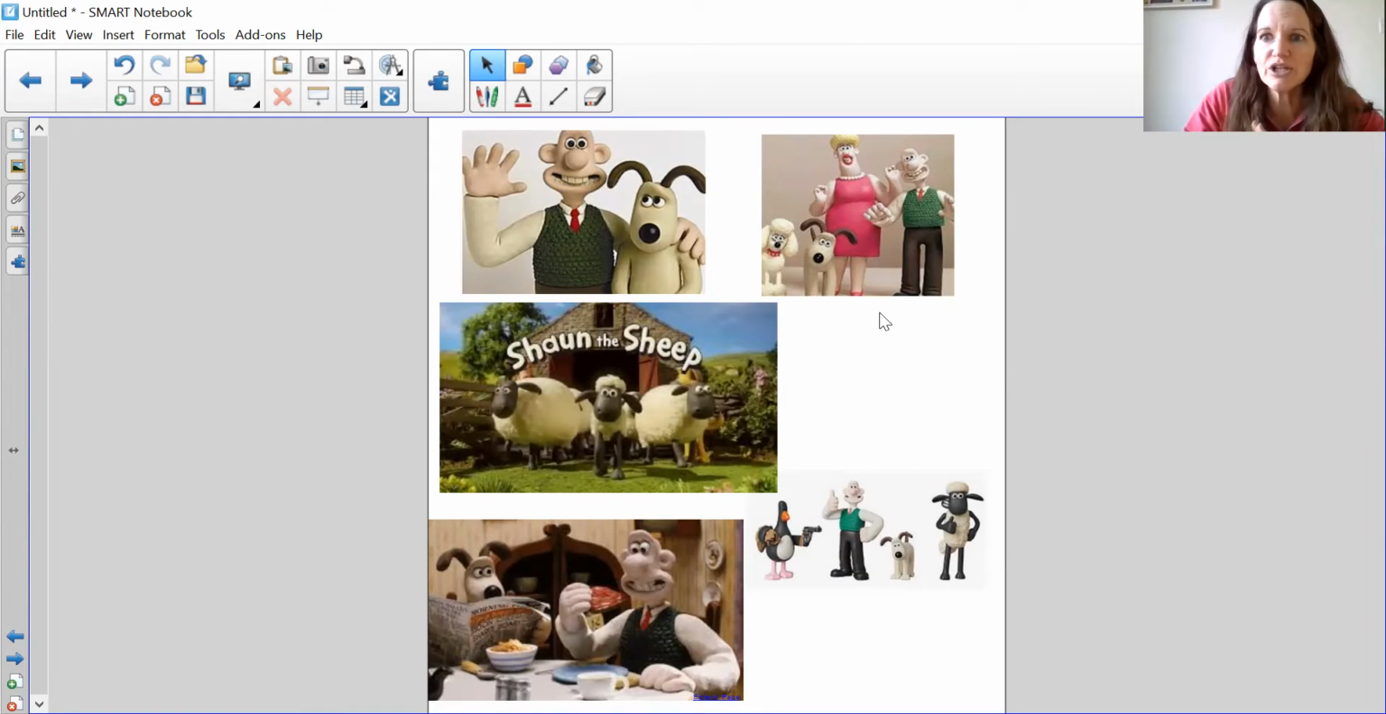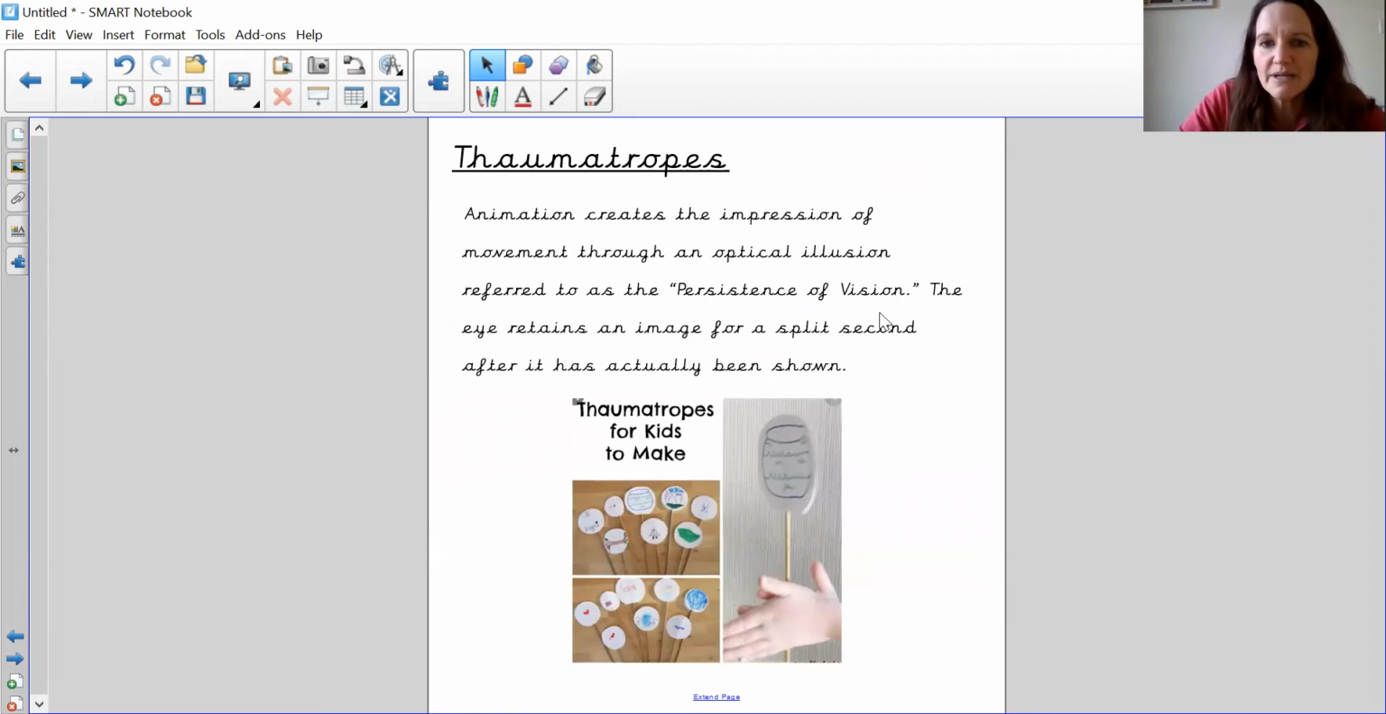Now, before we learn how to do stop motion with plasticine or Play-Doh, we're going to do a few other techniques. Animation creates the impression of movement through an optical illusion referred to as the persistence of vision. What that means is your eye retains an image for a split second after it has actually been shown.